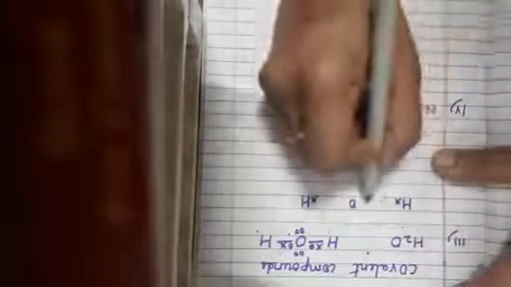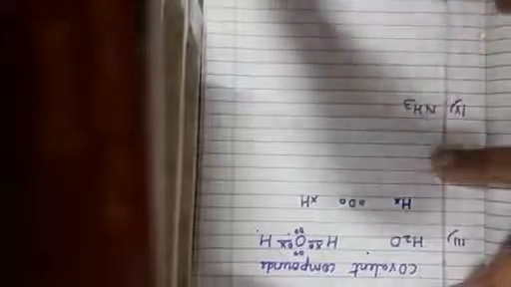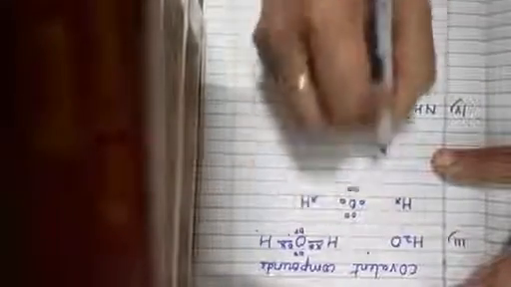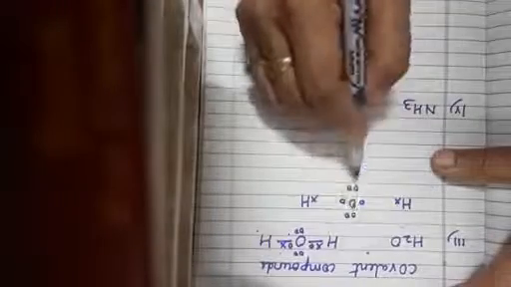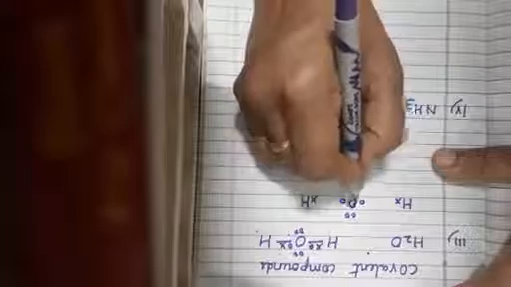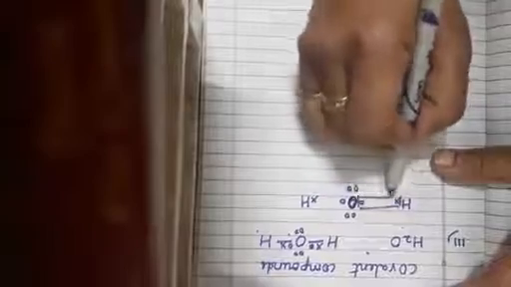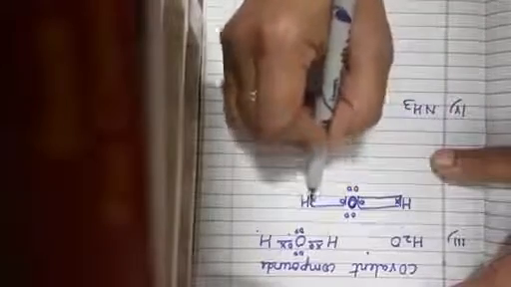So out of 6, 2 electrons of oxygen will participate in sharing, and the remaining 4 electrons will remain as lone pairs or unshared pairs of electrons, and can be represented as two lone pairs of electrons over oxygen. So we can highlight these are the electrons which are going to be shared.